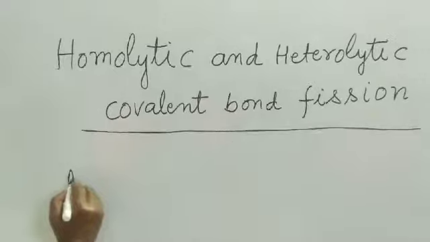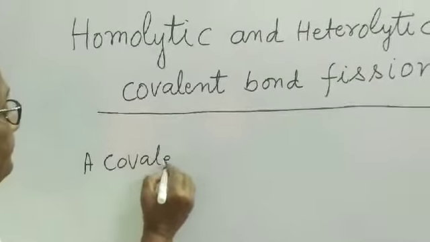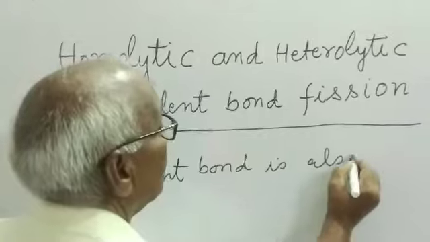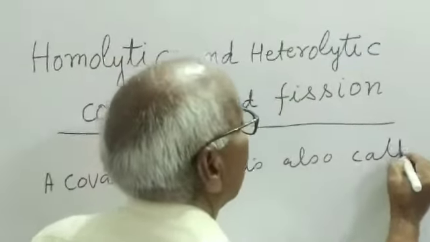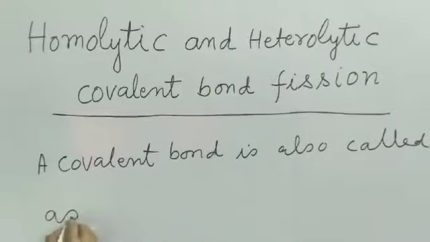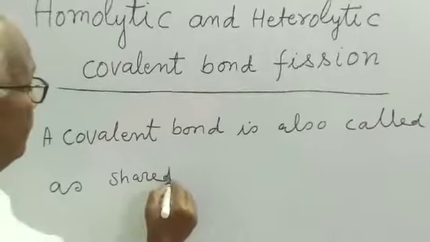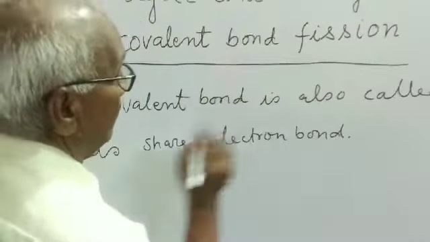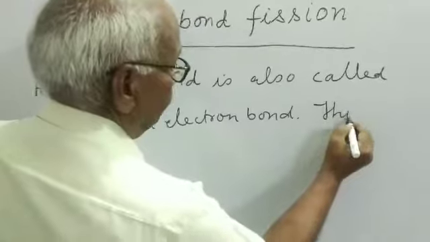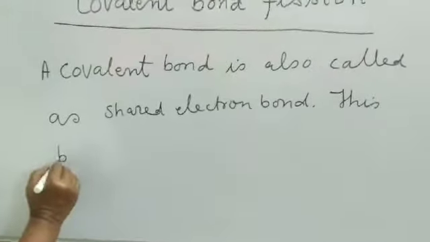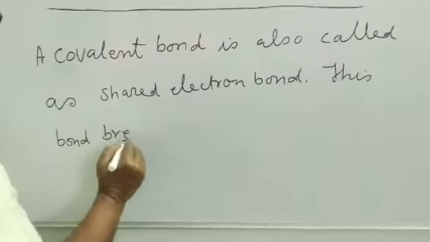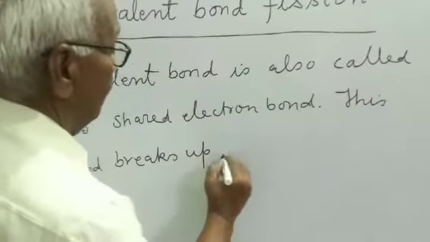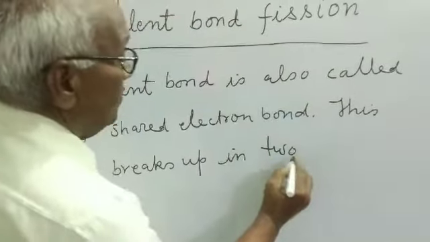As you know, a covalent bond is also called a shared electron bond. This bond breaks up in two ways.